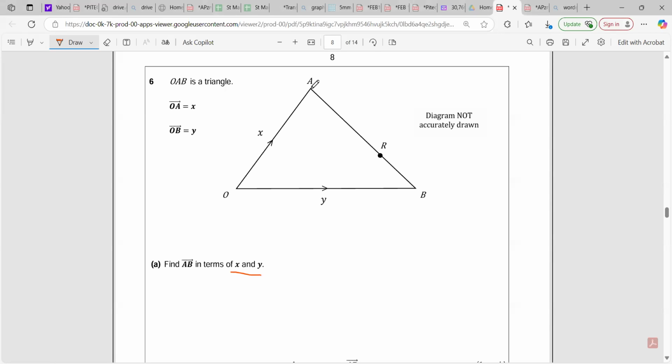So they simply want us to figure out the vector from here to here. We don't go directly, so it's a triangle, so we go one road. So we have to go from A to O. Now from O to A is X. That means that from A to O would be the opposite, which is minus X. And then we go O to B, which is Y, and that's it. So we normally don't leave the negative hanging out, so it's Y minus X. And that's the answer.